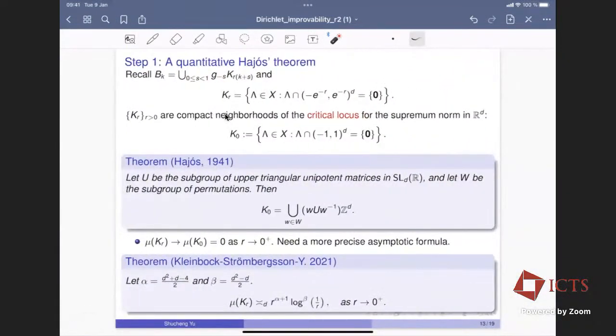So now the first step: we want to estimate the Haar measure of this shrinking target B_k. And remember, B_k is this thickening of those sets K_r, and K_r is a set of lattices avoiding this cube, intersecting this cube trivially. It has only 0 as an intersection point. And those sets K_r are actually compact neighborhoods of the critical locus for the supremum norm in R^d. And what is this critical locus? You just take this r to be 0 here. It's the set of lattices intersecting this double unit cube trivially. And the reason why it's called a critical locus is because, first of all, the balls for the supremum norm are just the cubes.